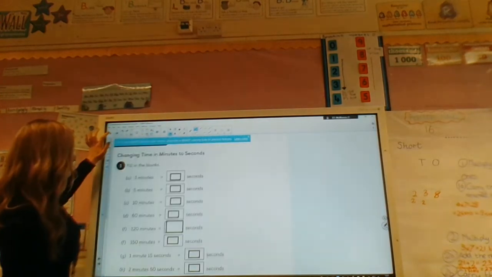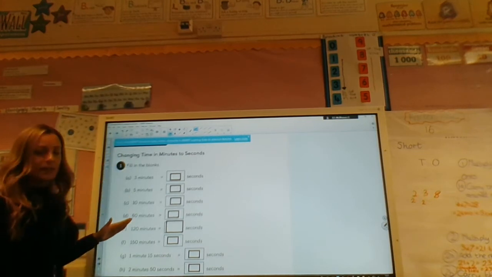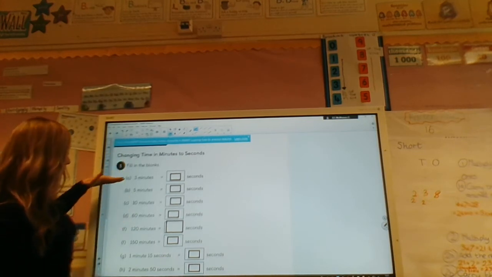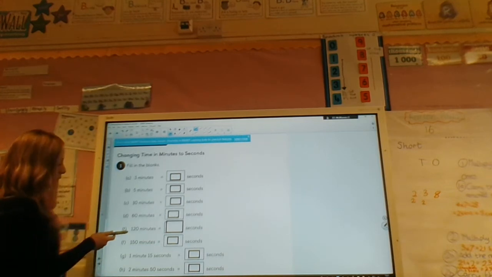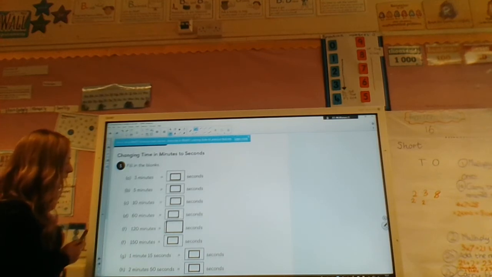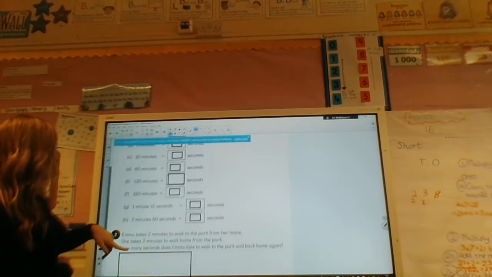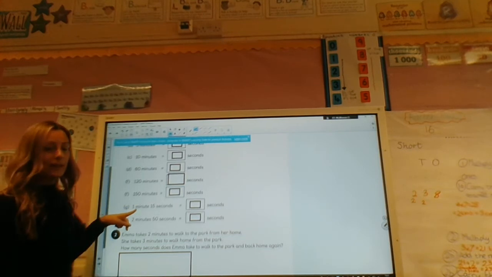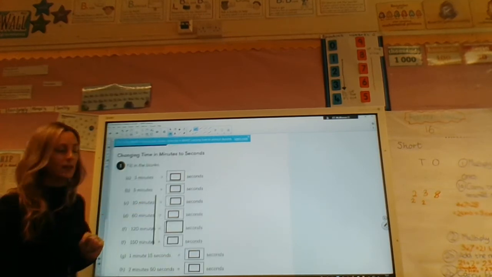Okay, so your activity today is to convert these minutes into seconds. So you've got 3 minutes, 5 minutes, 10 minutes, 60 minutes into seconds. Then you've got some larger numbers. It's asking for 120 minutes to convert it into seconds. So again, with those, partition it. And then here, you've got 1 minute and 15 seconds. So work out 1 minute in seconds and then add the 15 seconds because you wouldn't need to convert 15 seconds.